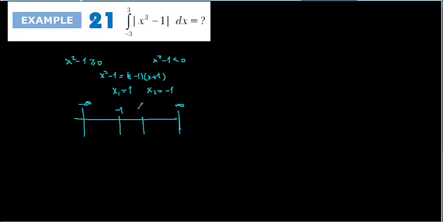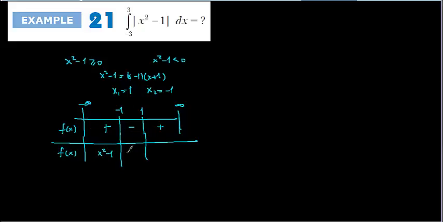Here between minus 1 and 1, the signs should be plus, minus, and plus. So between minus infinity and minus 1, the absolute value of f(x) should be equal to, we need to multiply by the plus sign, then plus, minus, and plus it's going to be. So in this part it's equal to x squared minus 1.